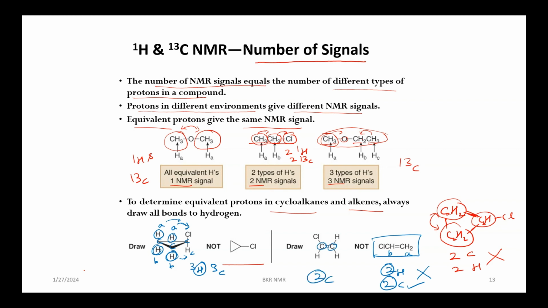What about hydrogen? There is a hydrogen which is cis to the chlorine, so A hydrogen. I have a hydrogen which is trans to the chlorine, which is B hydrogen, and this hydrogen is geminal to the chlorine, so that is C hydrogen. So I'll have three hydrogen signals and two carbon signals. Whenever you have a cycloalkane or alkene, keep in mind that you write the structural formula.